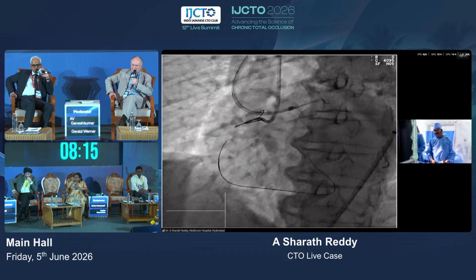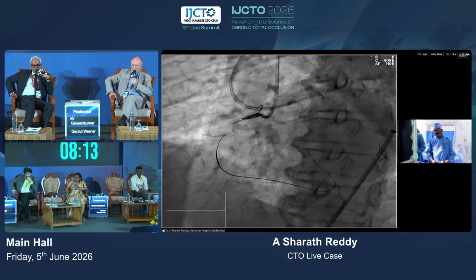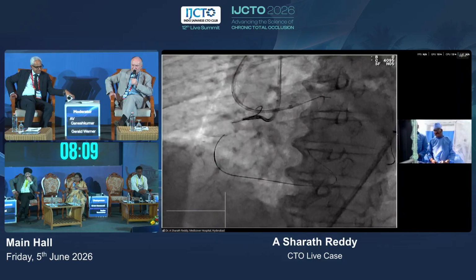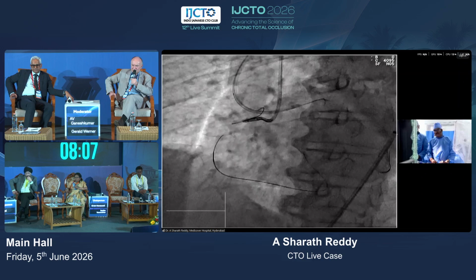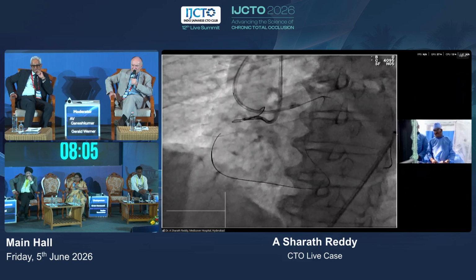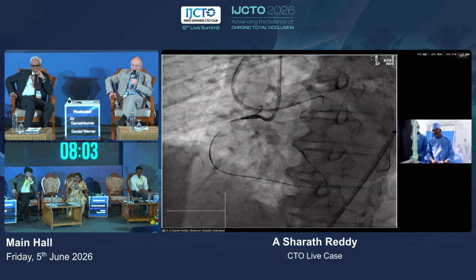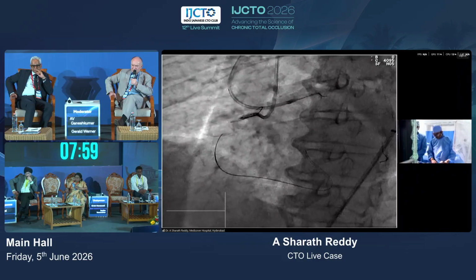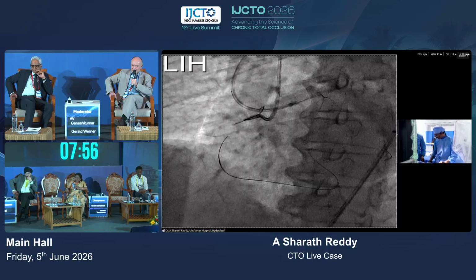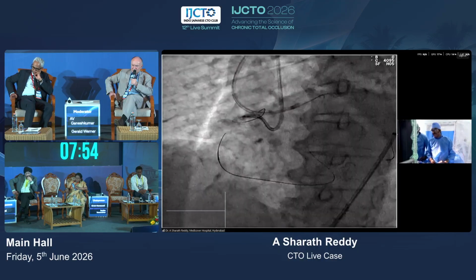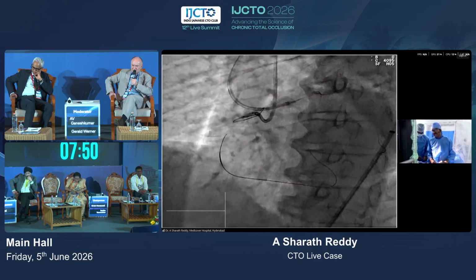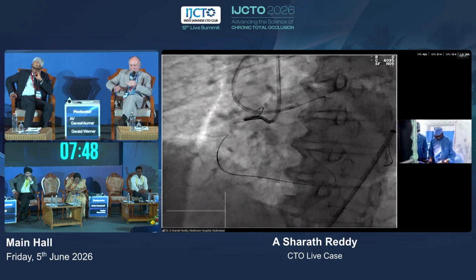At least enter the CTO body and then knuckle, right? Yeah, see, there are two ways. One is what Dr. Emanet talked about. The other is just balloon trapping a microcatheter and knuckling. That's another way, which I use.